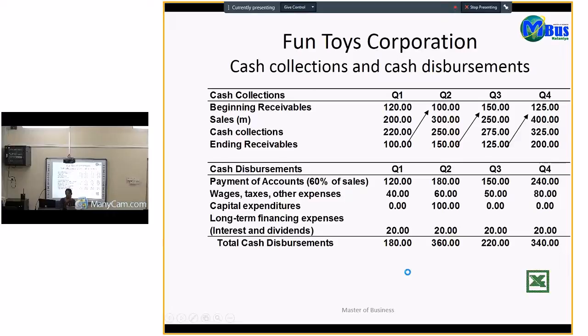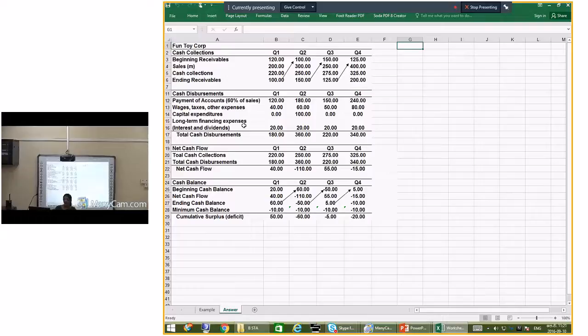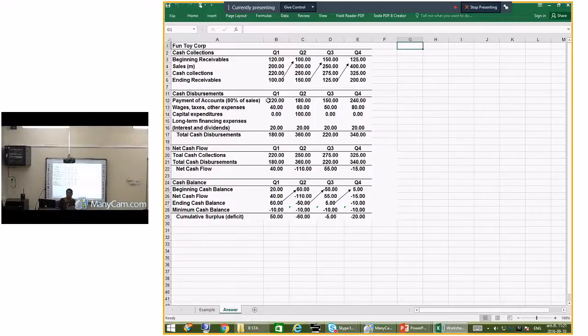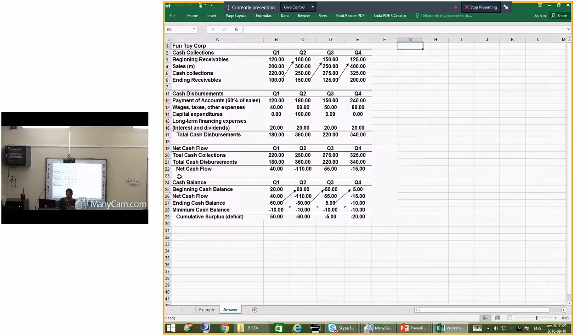Then cash disbursements are payments of accounts, wages, taxes. These are given. By looking at the given details, you can fill this up. It is done by reading this. I hope that you can understand this. Then here you get the net cash flow. That is the difference between total cash disbursement and total cash collection, 220 minus 180.